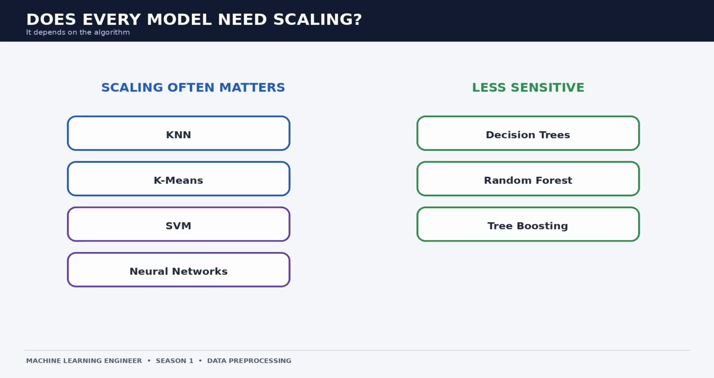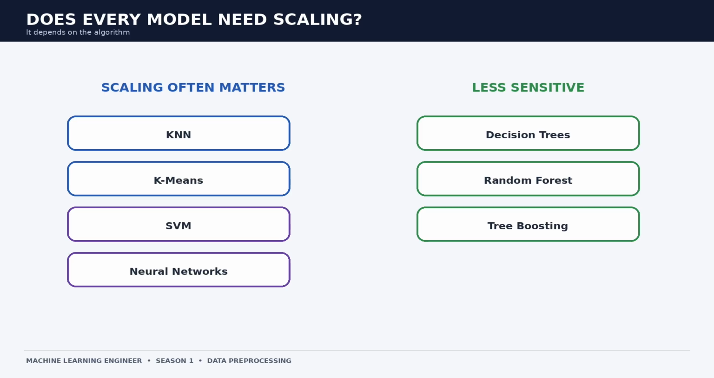And this is an important practical point. Not every machine learning algorithm needs scaling. Distance-based algorithms such as KNN and K-means are sensitive to scale. SVMs and many gradient-based models can also benefit from scaling.